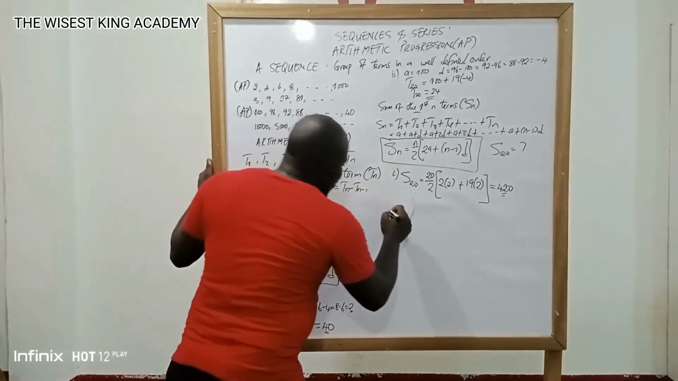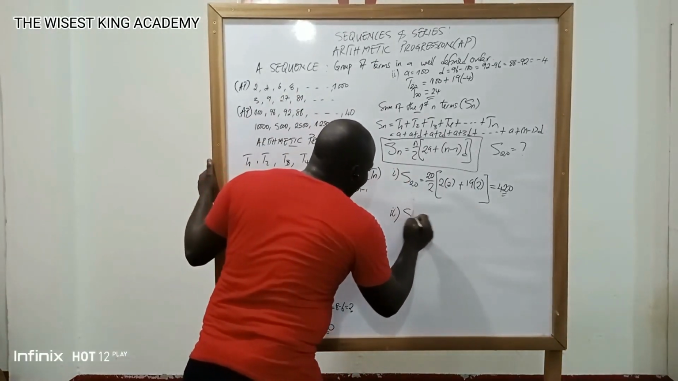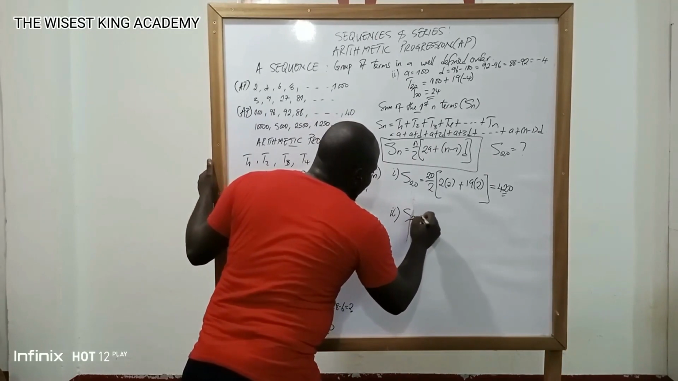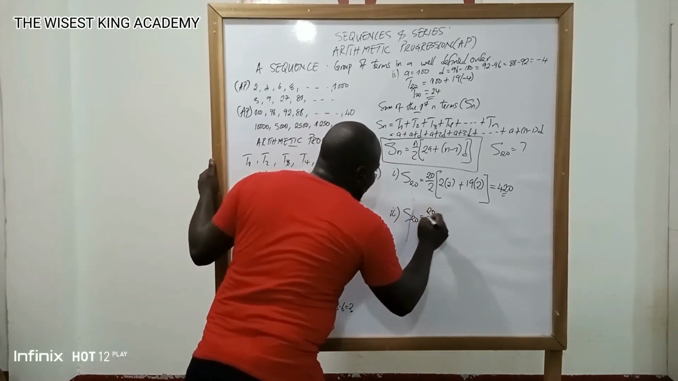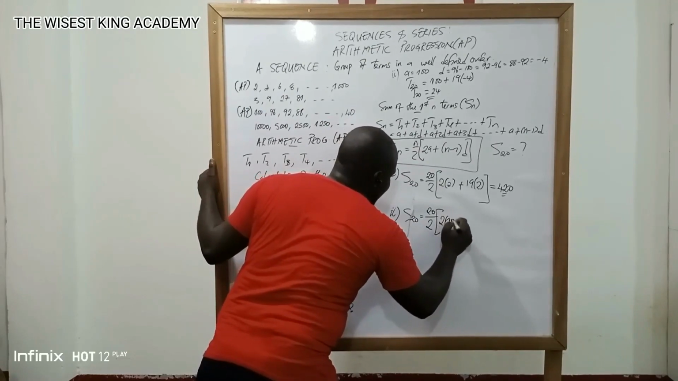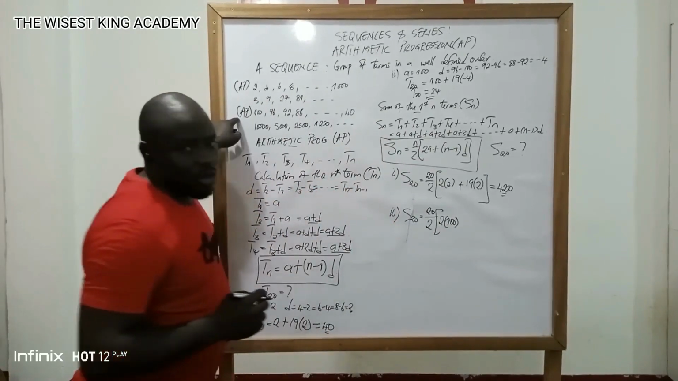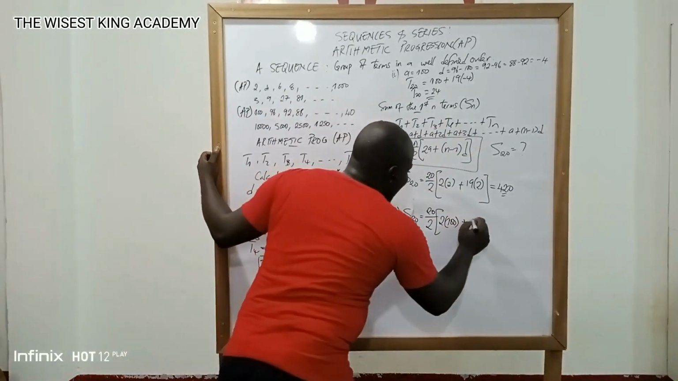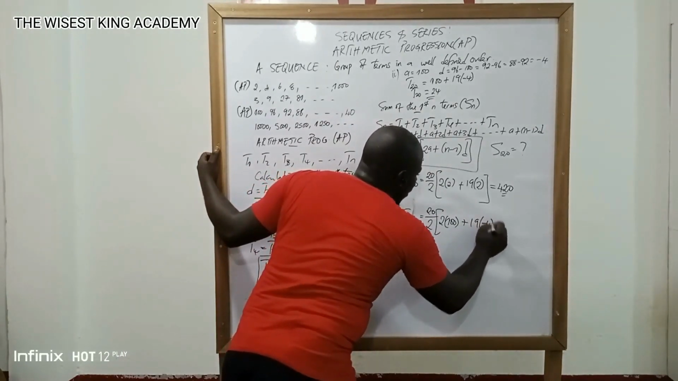Now, with the second example, S20 will be equal to 20 divided by 2, open bracket 2 times 100. Don't forget, our first term is 100. Plus 19 times minus 4.